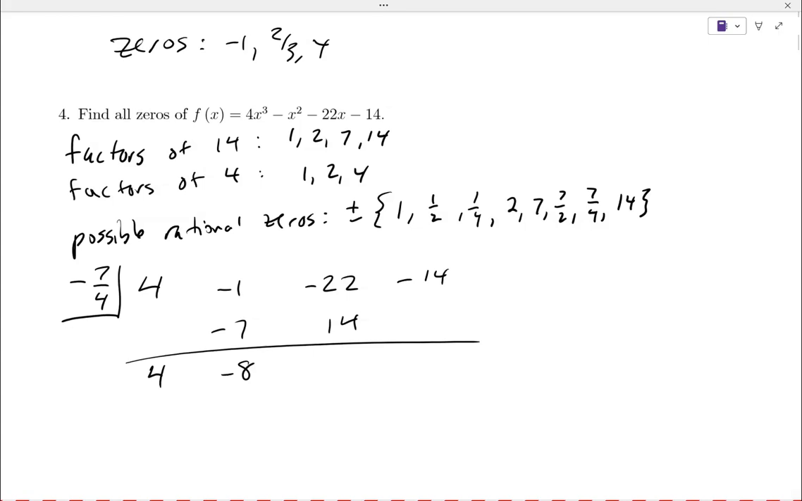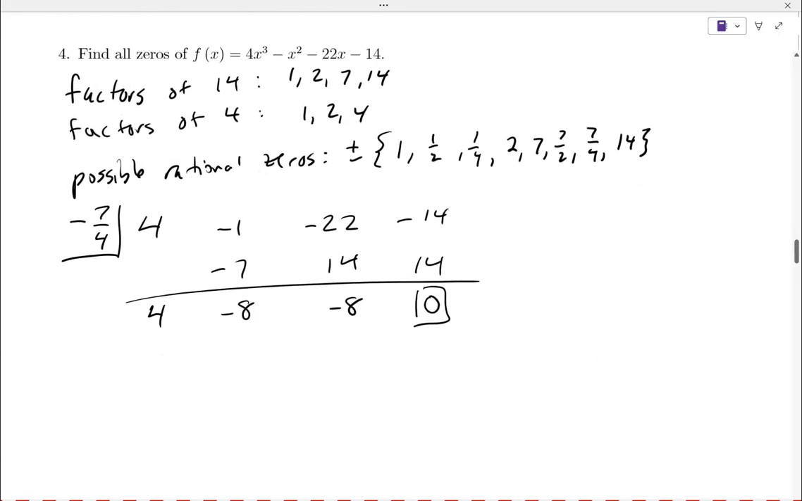If you need to use a calculator, please do, right? Add, we get -8. I bet you know what this answer is over here then. 14. We just did it, right? And then add down, we get 0. So is -7/4 a zero? Yeah, good. Right? So again, if we think about the factoring part, so far we have 4x cubed minus x squared minus 22x minus 14.